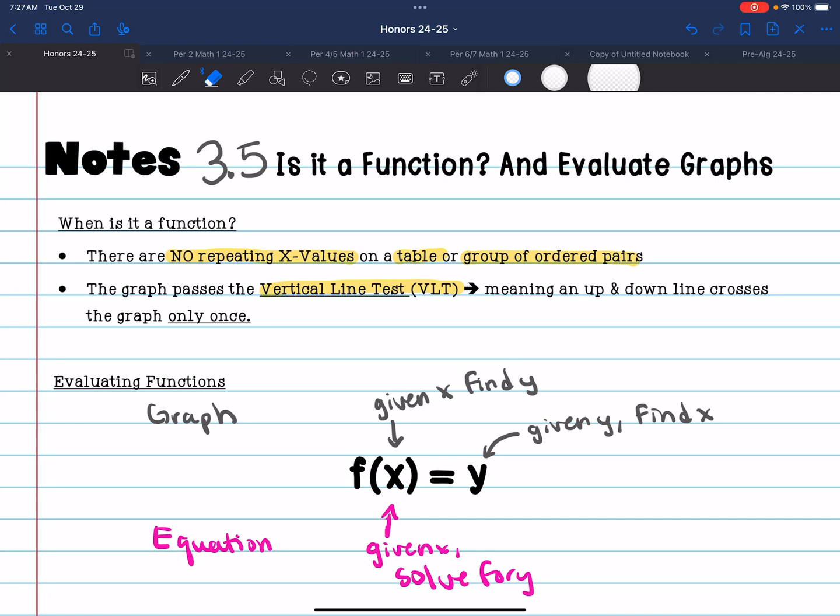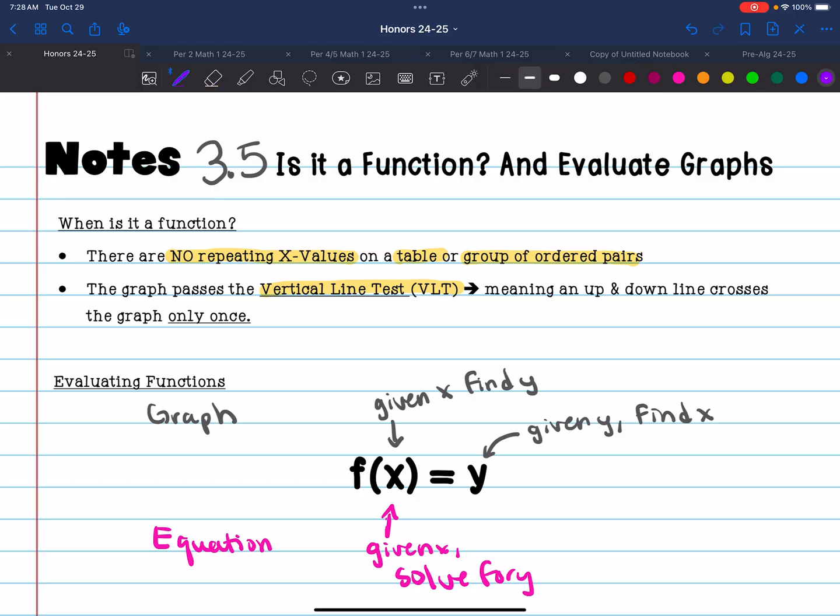All right, welcome to Notes 3.5. Is it a function, and evaluate graphs? So when is it not a function, or when is it a function? When there are no repeating x values on a table or a group of ordered pairs, and the graph passes the vertical line test, meaning an up and down line crosses the graph only once.